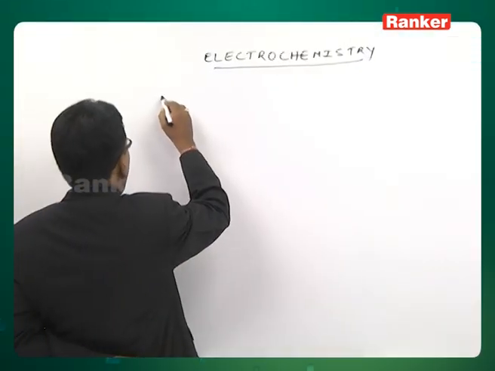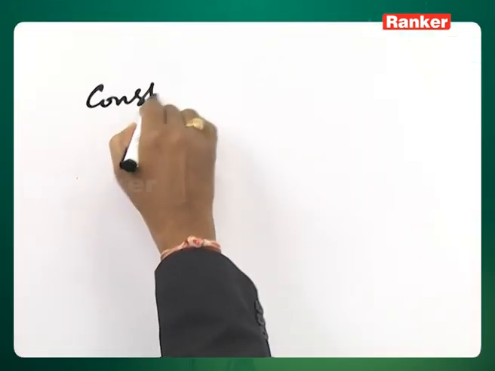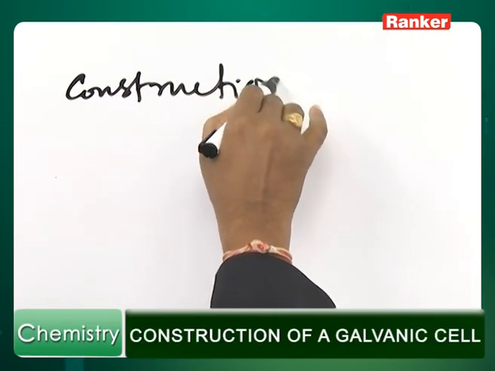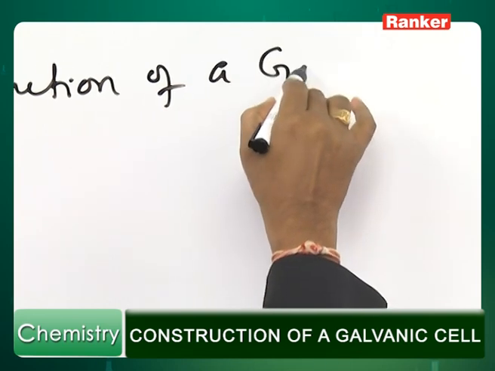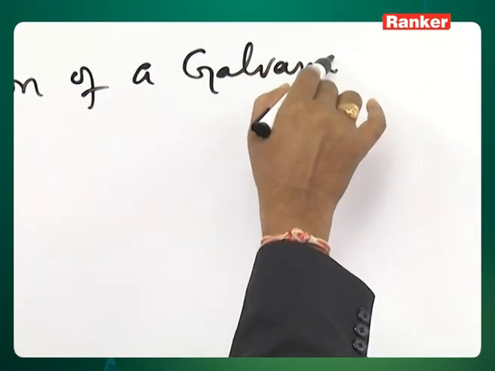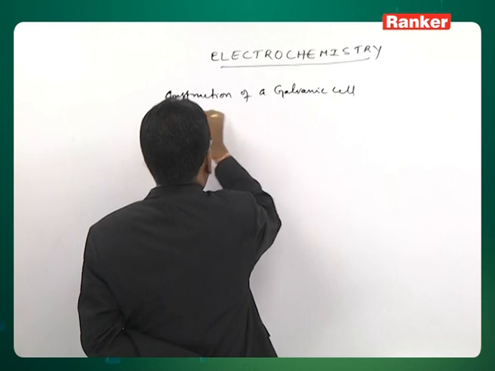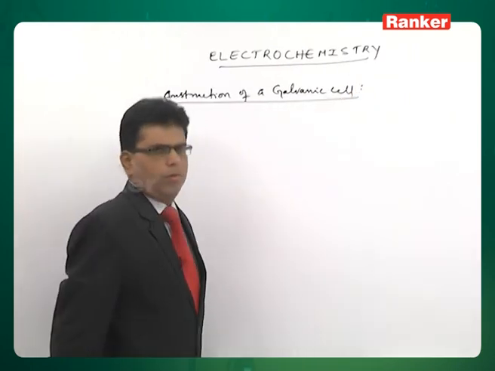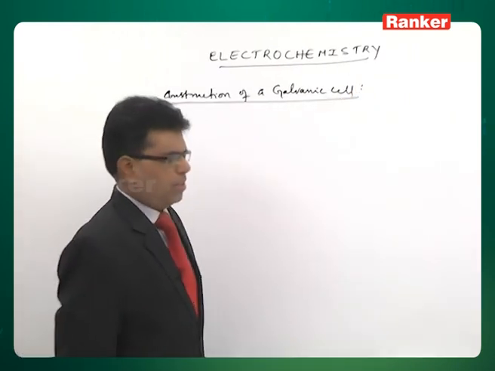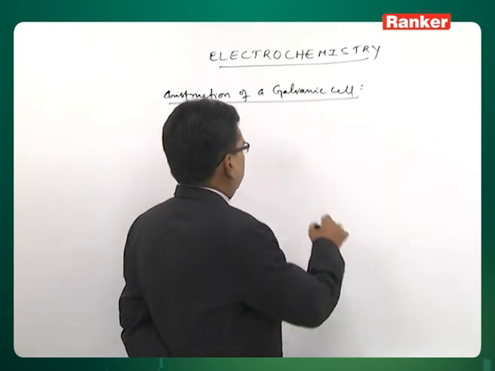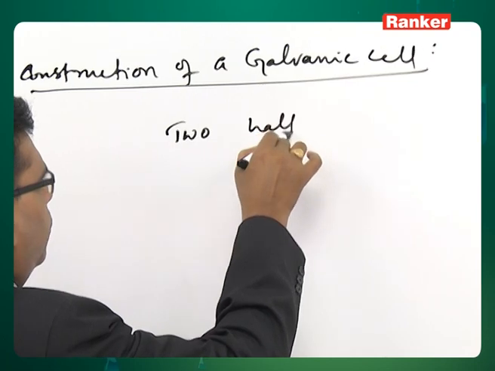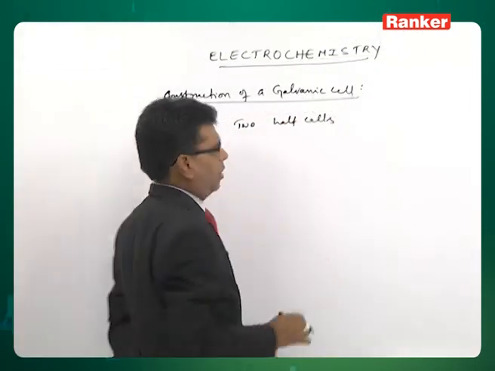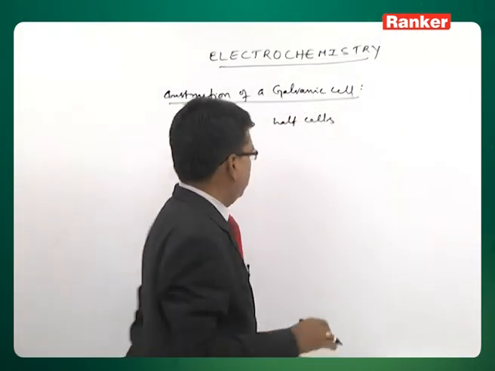So, first let us see into the construction of a galvanic cell. When it comes to the construction of a galvanic cell, it consists of two half cells.